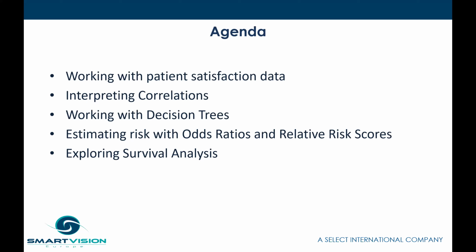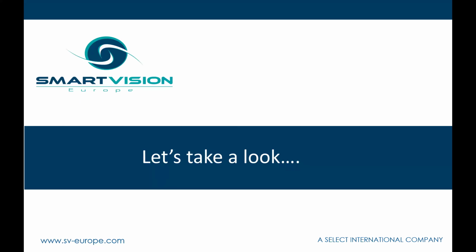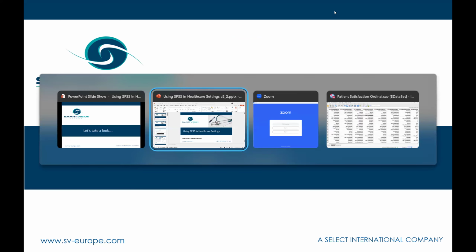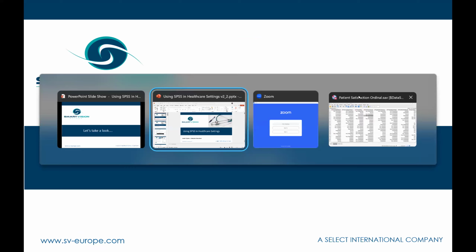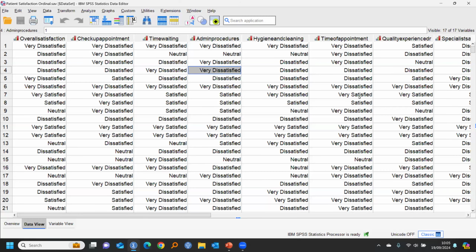We're going to be looking at that and helping you make sense of the output and the results of survival analysis. So let's start looking at patient satisfaction data. It's an easy way to start off. So we've got some classic satisfaction data that one might want to work with here in the form of a series of variables within SPSS statistics.